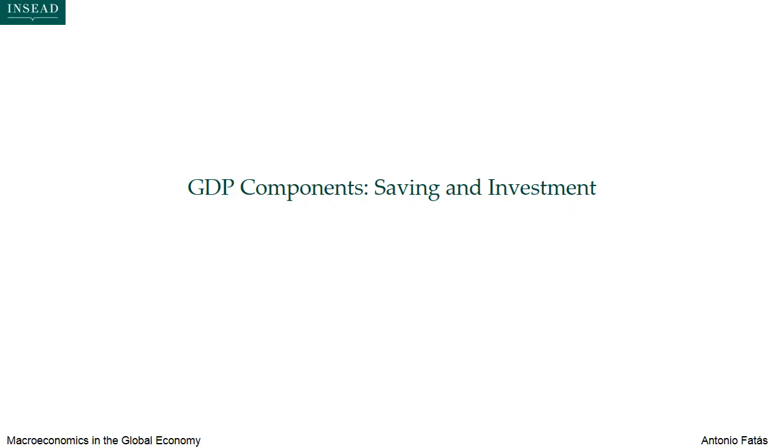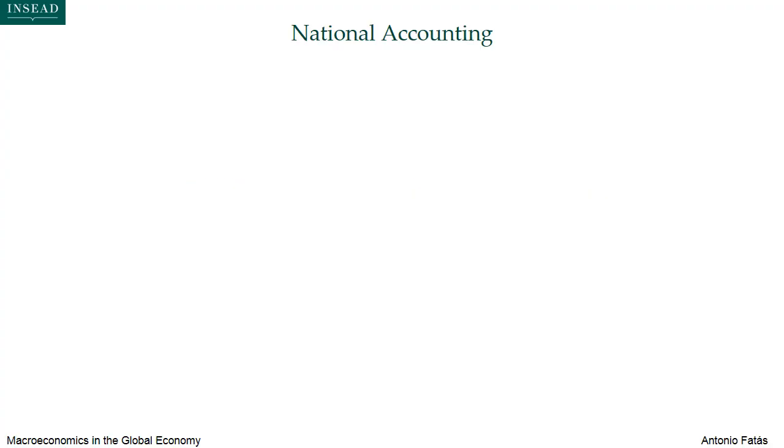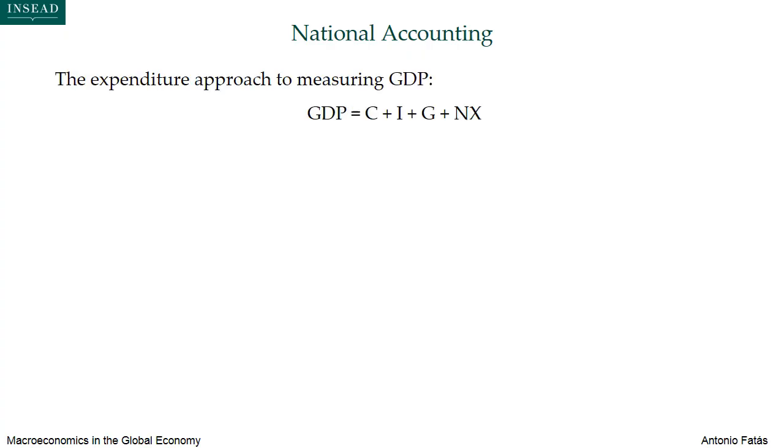In this video, we look at components of GDP both from the expenditure and the income side, and we look at the relationship between saving and investment. The definition of GDP from the expenditure side has four components. Each of them broadly corresponds to what type of agent is behind the expenditure.